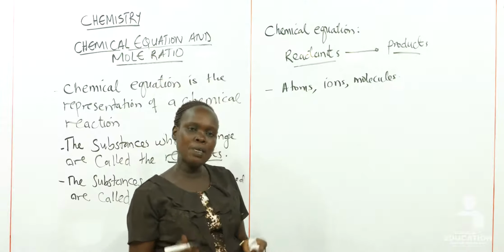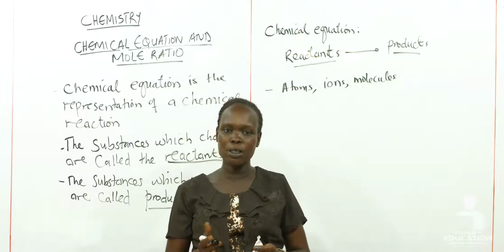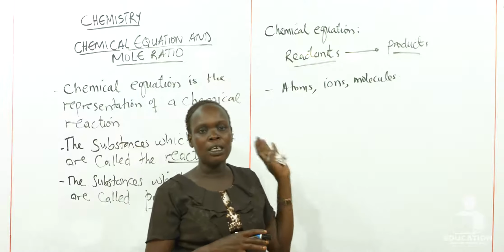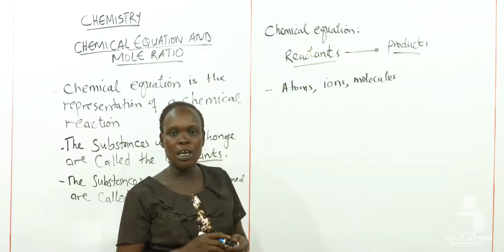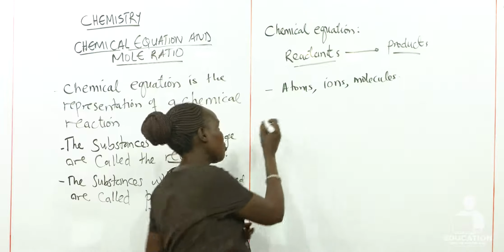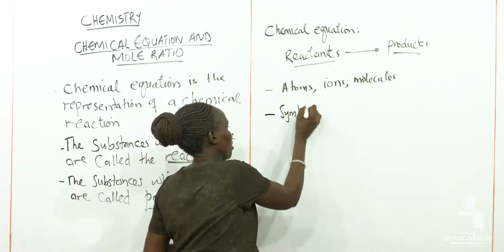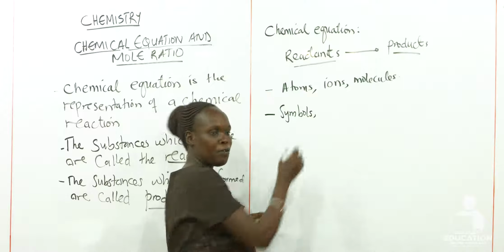I've told you that atoms, ions, or molecules can be the reactants. But how are we representing this? Are we writing them in words? Are we writing them in symbols? Here we are going to see that chemical reactions are always represented in a chemical equation by either symbols or by formulas.